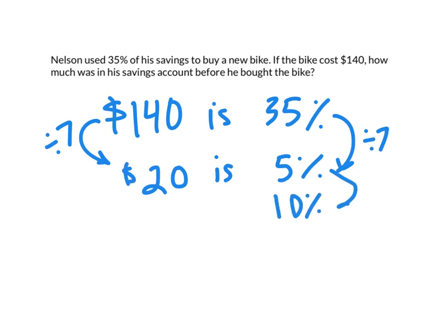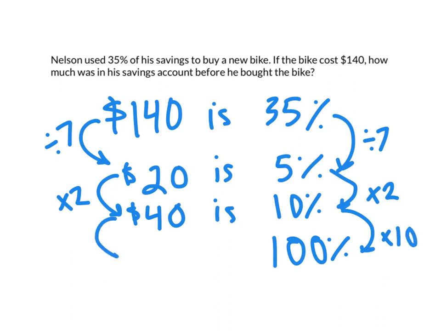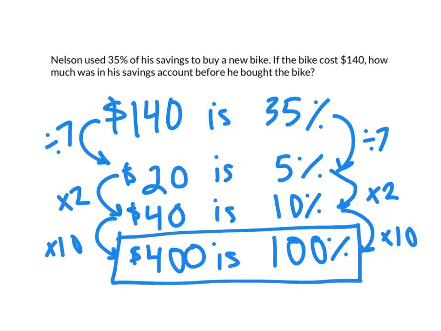Again, I like getting to 10%. I know I could get straight to 100, but I think I have fewer errors if I get to 10%. So I will double each side and get 40 is 10%. And now it's really easy for me to get to 100% by timesing by 10. 40 times 10 is 400. So 400 was in his savings account.